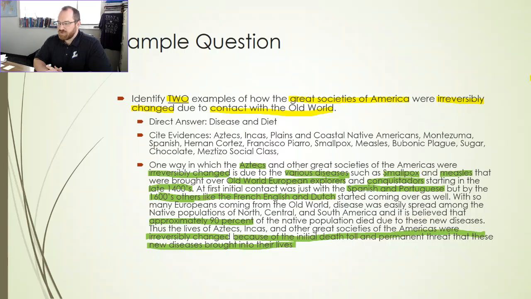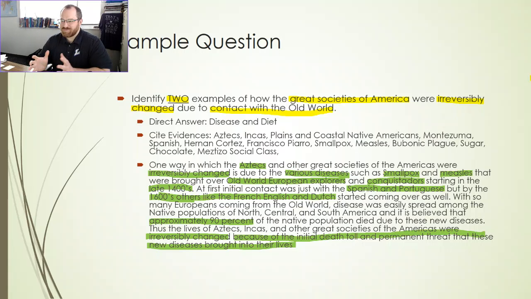If all I put down is just saying the great societies of the Americas were irreversibly changed because of the initial death toll and permanent threat that new diseases brought into their lives, the AP reader would just be like, they know what they're talking about, but they just explain nothing. They didn't explain any real evidence or anything like that.